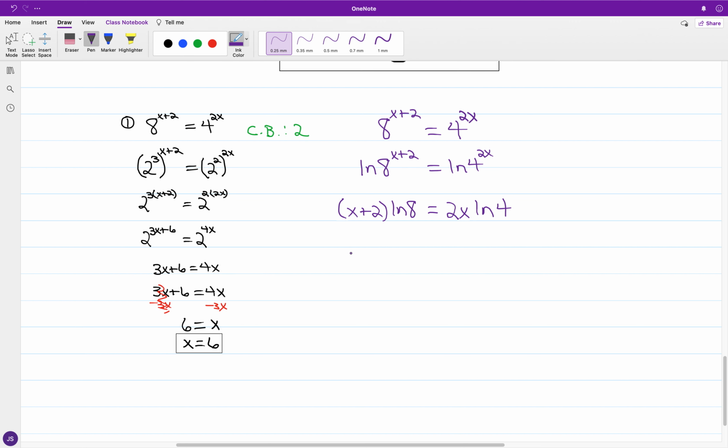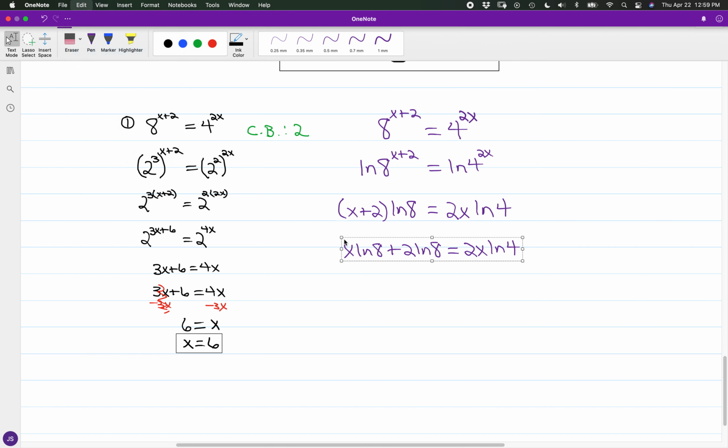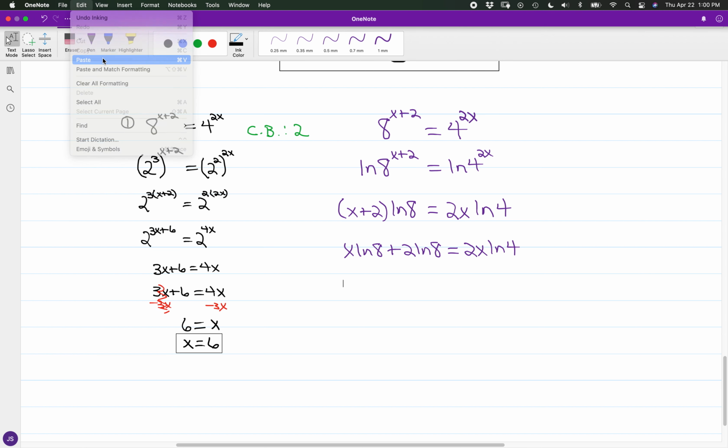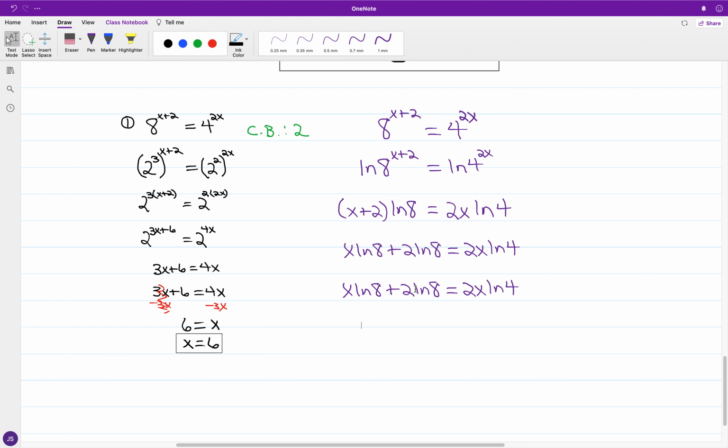And if I were to distribute, I have x times the natural logarithm of 8, plus 2 times the natural logarithm of 8, is equal to 2x times the natural logarithm of 4. Just taking what we have here, we have a couple of x terms, where the x term on the right is by itself. And what I'll do here is join this with x times the natural logarithm of 8.